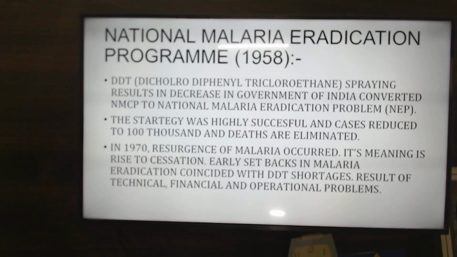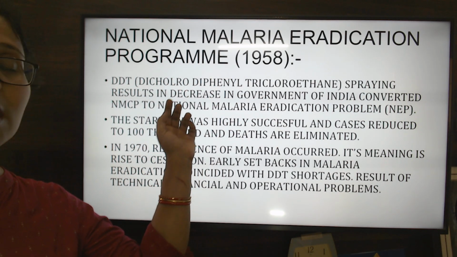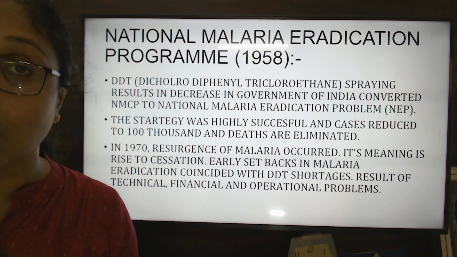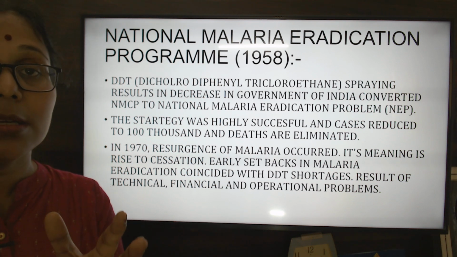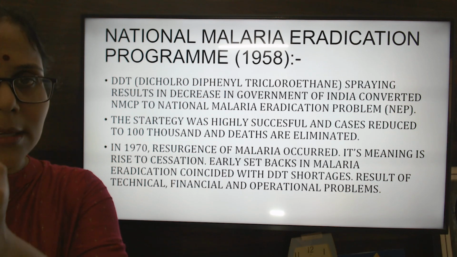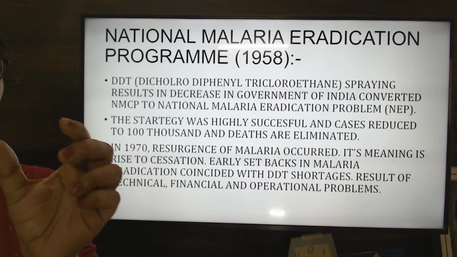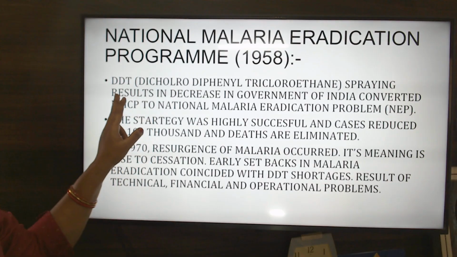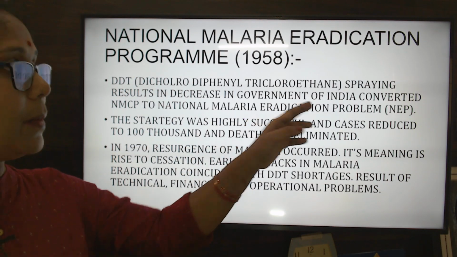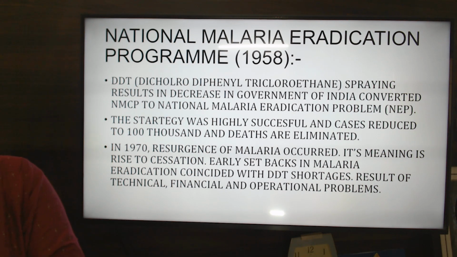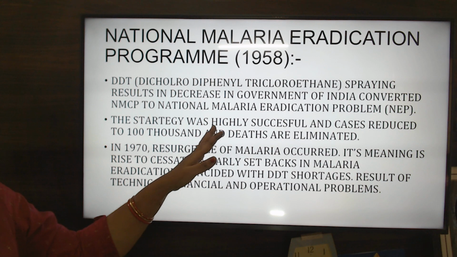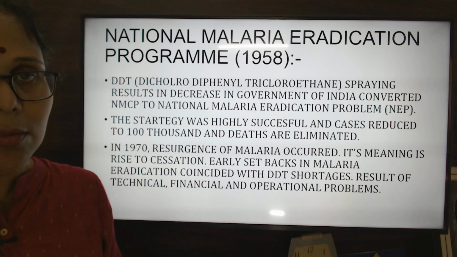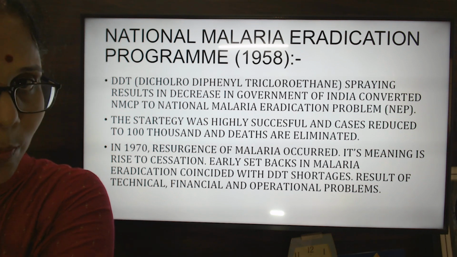After 5 years, because the control program was in 1953, again in 1958 the eradication program was launched, because the DDT spray worked very well. DDT spray decreased the malaria cases, and deaths also decreased. DDT, dichloro diphenyl trichloroethane, spraying decreased the rate, and the Government of India converted the malaria control program into an eradication program. This strategy was highly successful, the cases reduced to hundreds of thousands and deaths were eliminated. That's why the name eradication program was given.